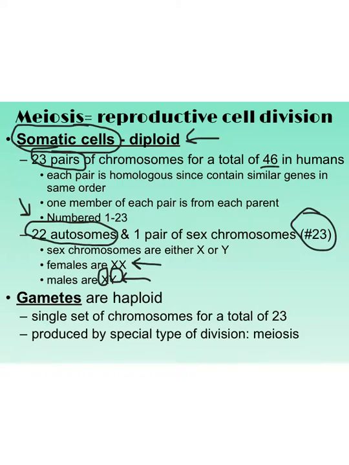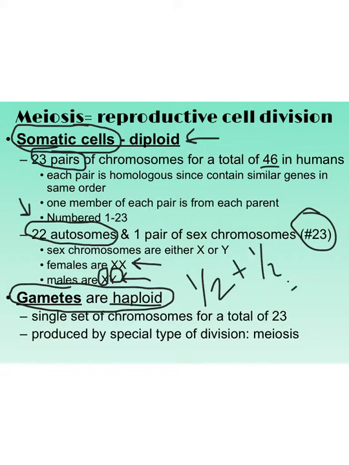Of course, our gametes, our sex cells, the sperm and egg, they have to be haploid. They have to have half the number of chromosomes as the rest of the cells in your body. The reason for that is obviously 1/2 plus 1/2 at fertilization equals a whole person.